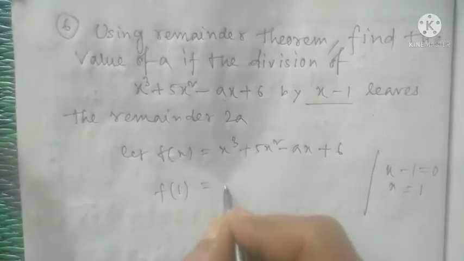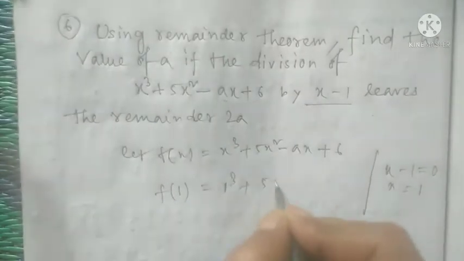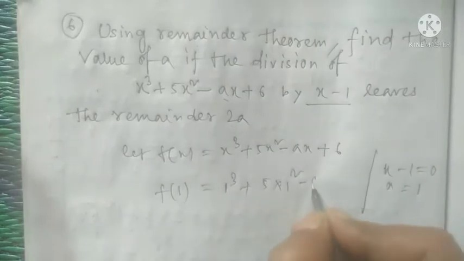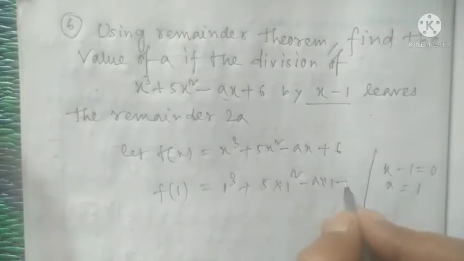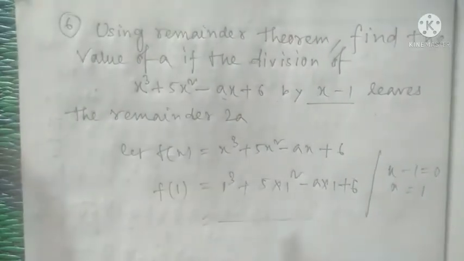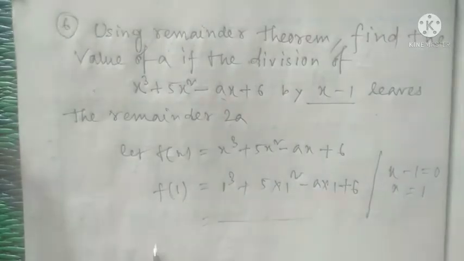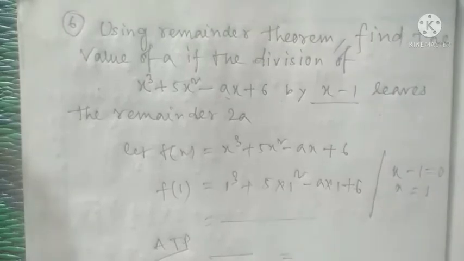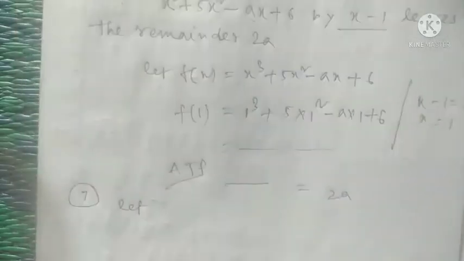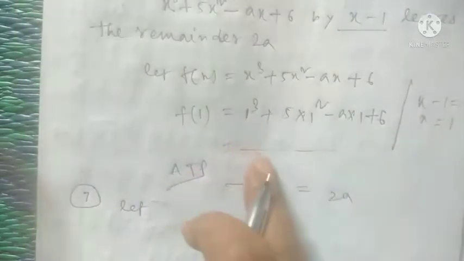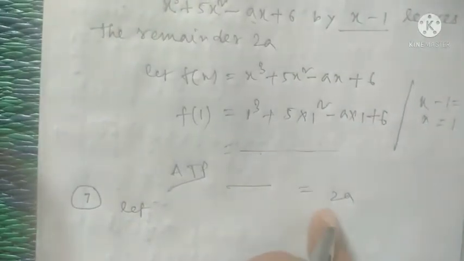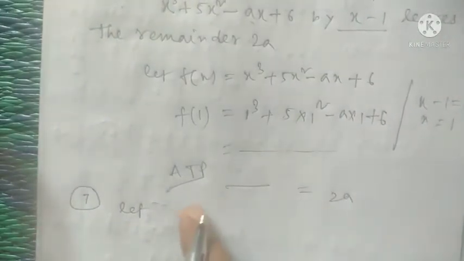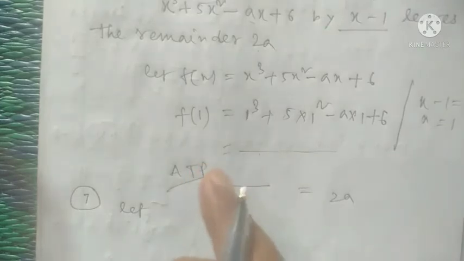That means 1 cube plus 5 into 1 square minus a into 1 plus 6, then you get some value. According to the problem, this value is equal to 2a. This value you can put in here, and after that you can easily find out the value of a. I am telling you, question number 5 and question number 6 are easy.